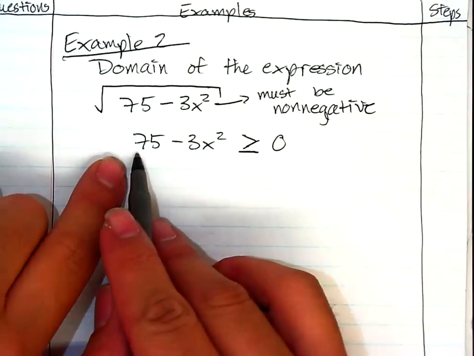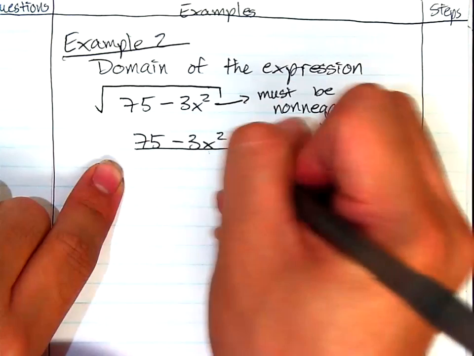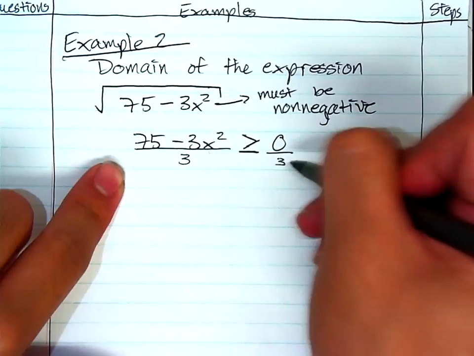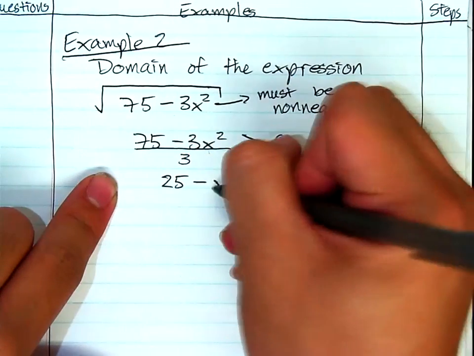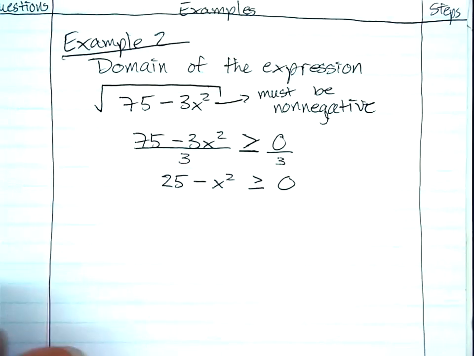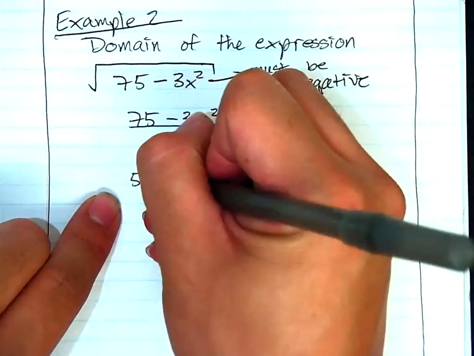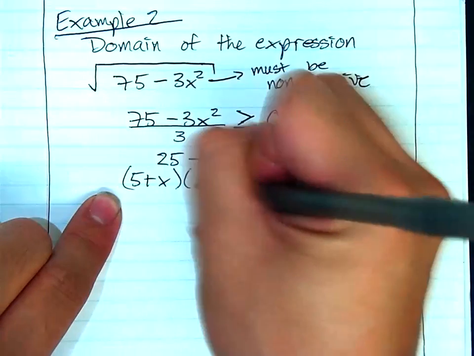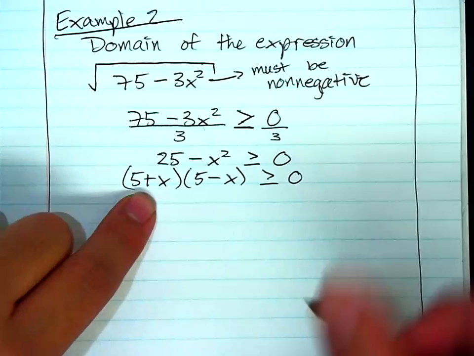At this point, I notice that these two have a common factor of 3. Rather than factoring it out, though, I'm going to go ahead and divide everything by 3 just to get rid of it, making it a little bit easier. So 25 minus x squared greater than or equal to 0. Here I have a difference of 2 squares, so it's going to be 5 plus x, 5 minus x, greater than or equal to 0.